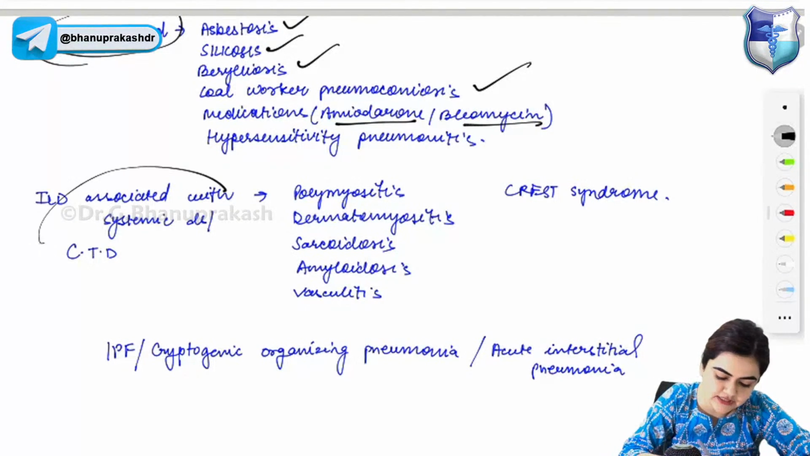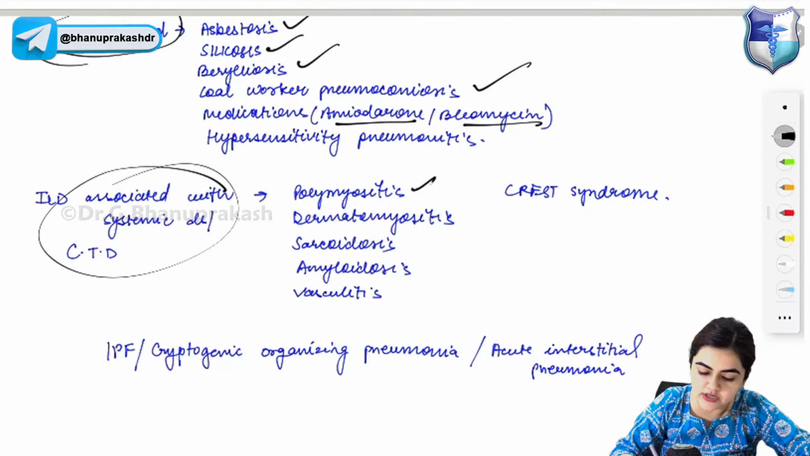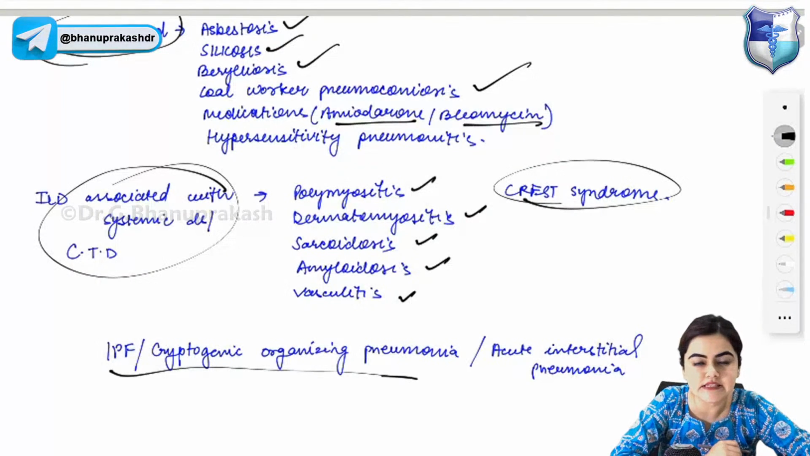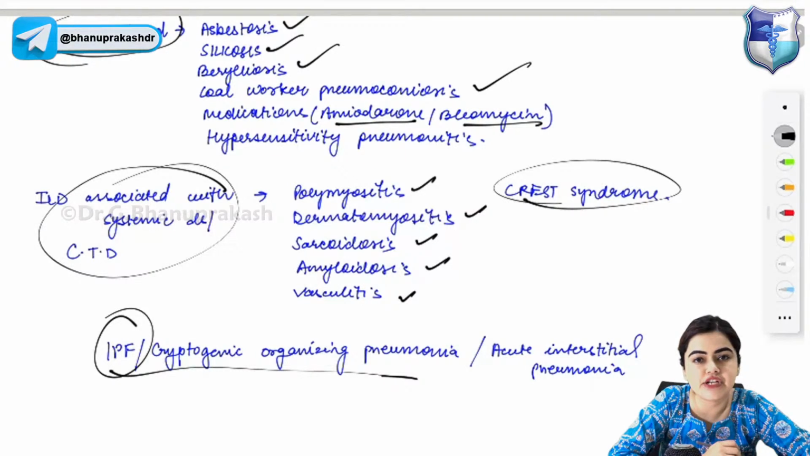Now, interstitial lung diseases associated with systemic or connective tissue diseases include polymyositis, dermatomyositis, sarcoidosis, amyloidosis, vasculitis, and CREST syndrome. Idiopathic conditions associated with interstitial lung disease include idiopathic pulmonary fibrosis, cryptogenic organizing pneumonia, and acute interstitial pneumonia. These are all the different types of interstitial lung diseases.